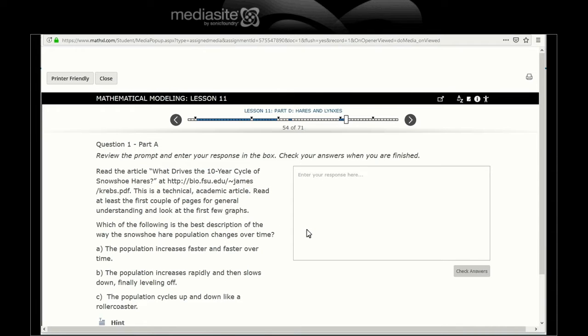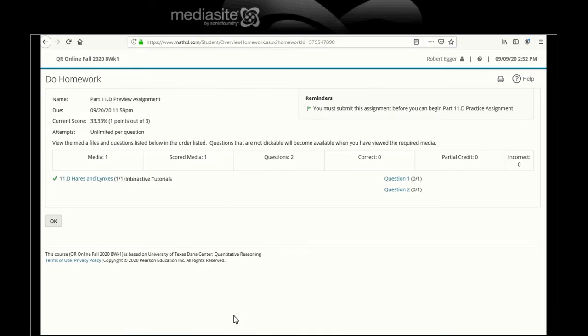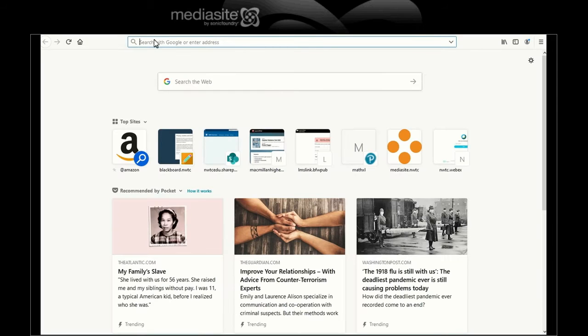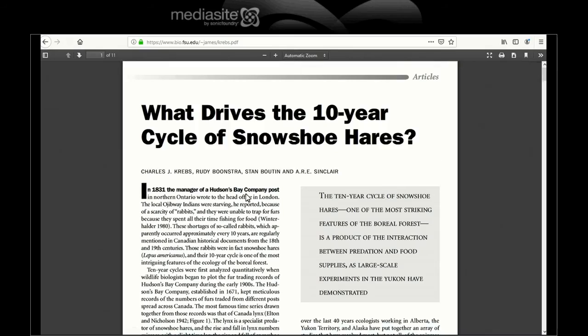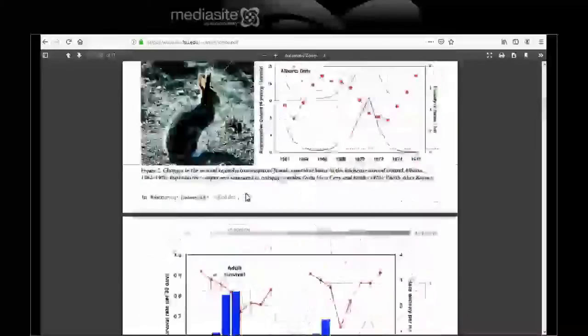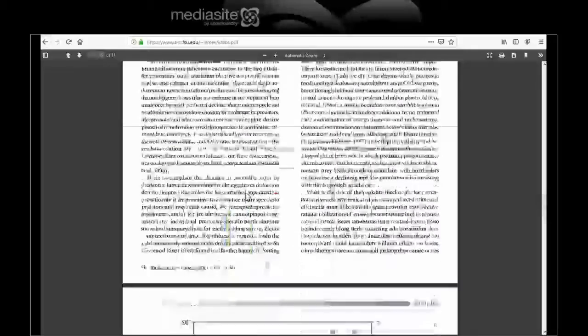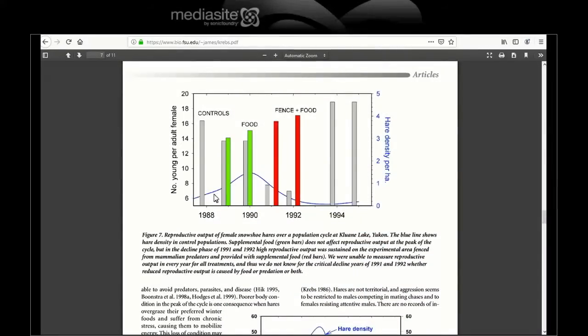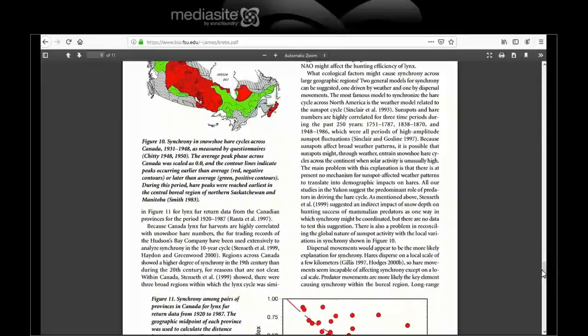So let's review the article. What drives a 10-year cycle of snowshoe hares? Copy the link, open the window up, paste and go. And here we have the article. And it is a long one. That's a lot of reading.